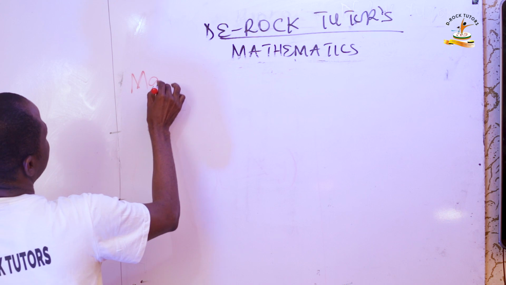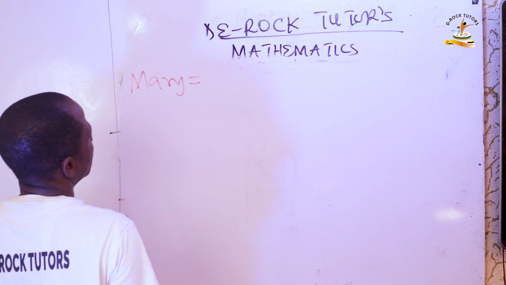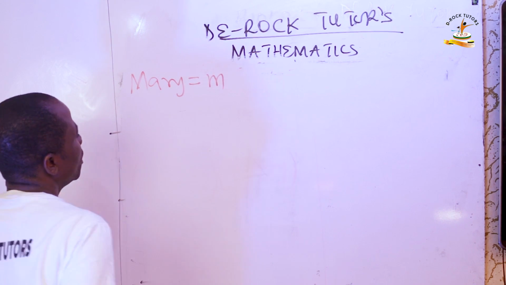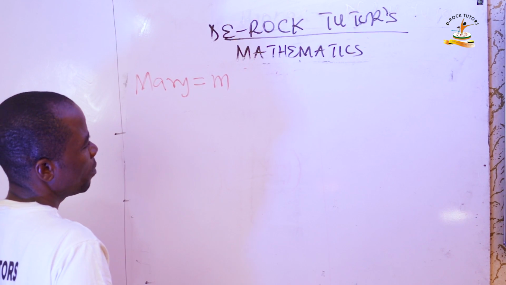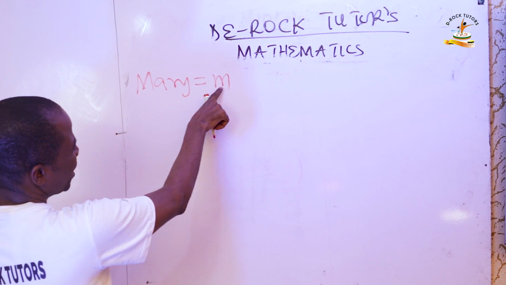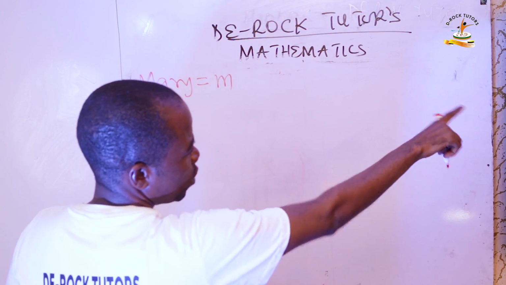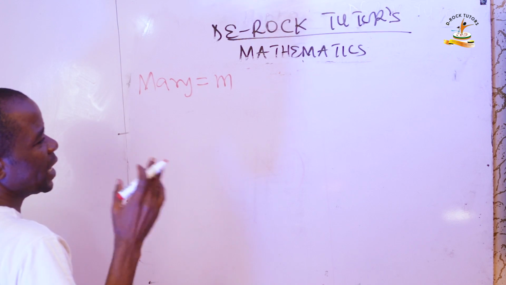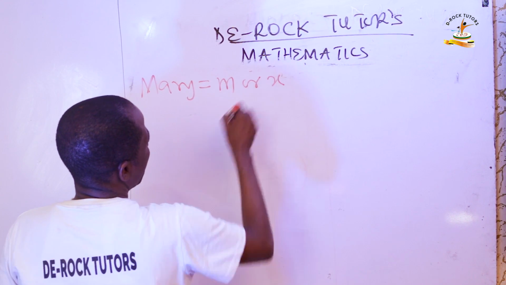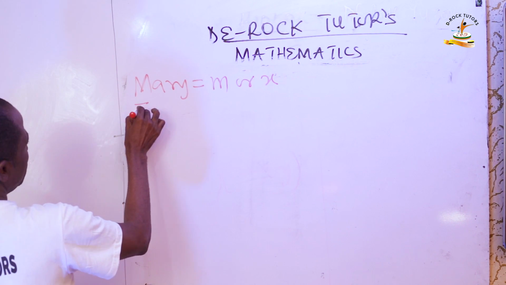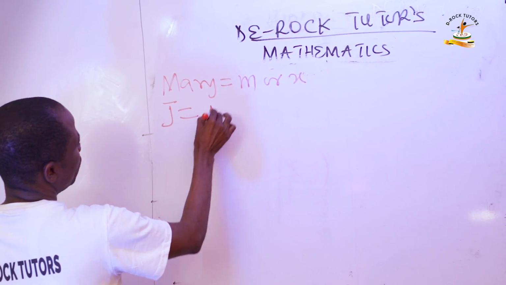For Mary, let's represent the amount Mary has by M. And we know later we are going to use that particular M as X, because we are told in the question that Mary has X dollars. So M or X. Then for Jane, let's make use of J.